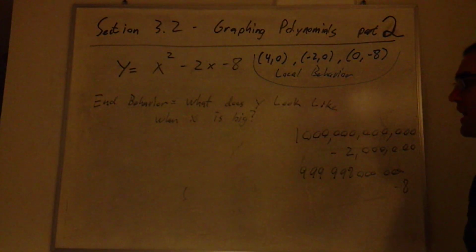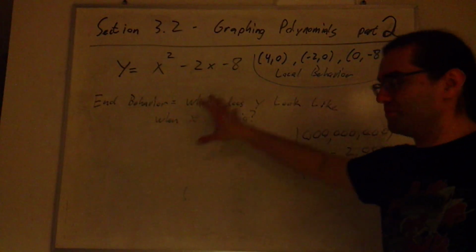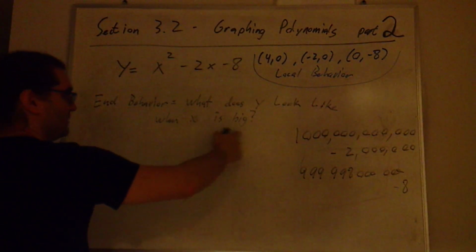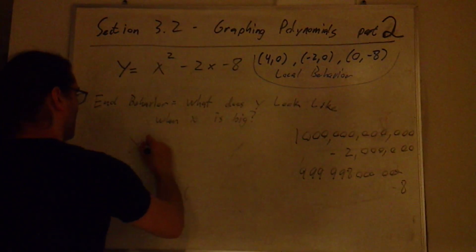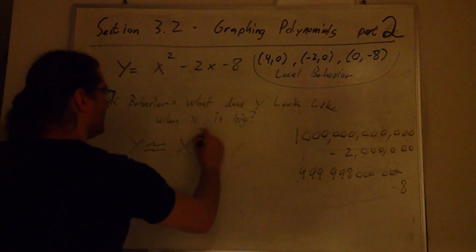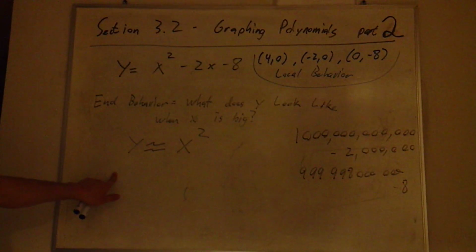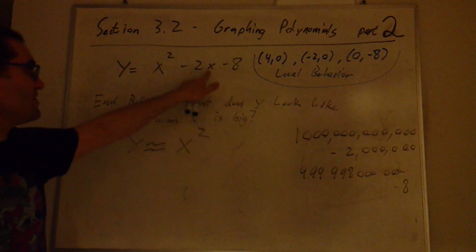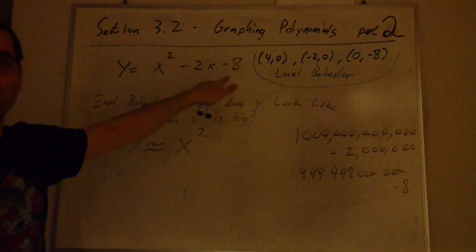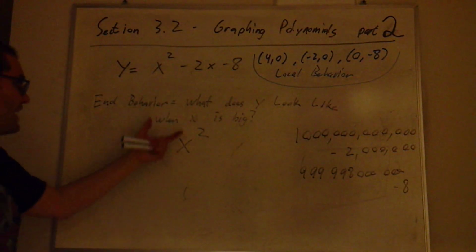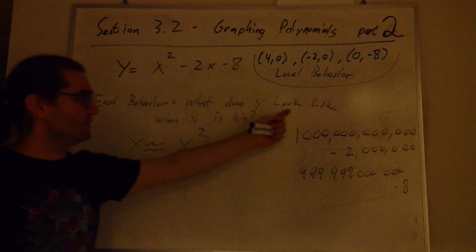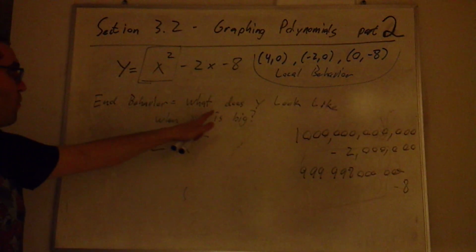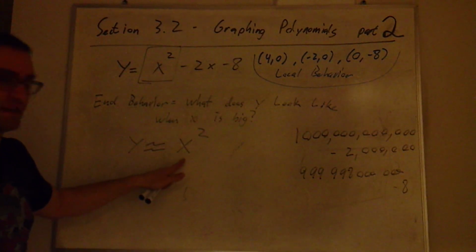So the moral of this story, and what I'm getting at with all this, is when x is big, your polynomial always looks like just the first term. This 2x and this -8, they don't matter. On the scale that we're talking about, they are rounding error. They are chump change. They are completely irrelevant. The only thing that actually matters in terms of what this function looks like is what's called the leading term. So when x is big, y looks like x squared.